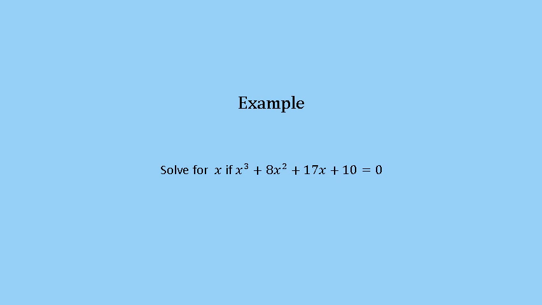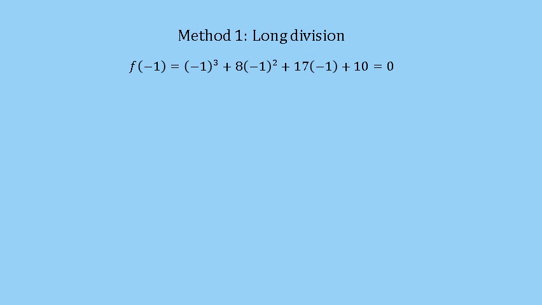Example: solve for x if x cubed plus 8x squared plus 17x plus 10 equals 0. Method number 1 is the long division. Therefore, here we use trial and error. To use trial and error, it means you just pick any value which will give the expression on the left hand side the answer of 0, because on the right hand side we have 0.